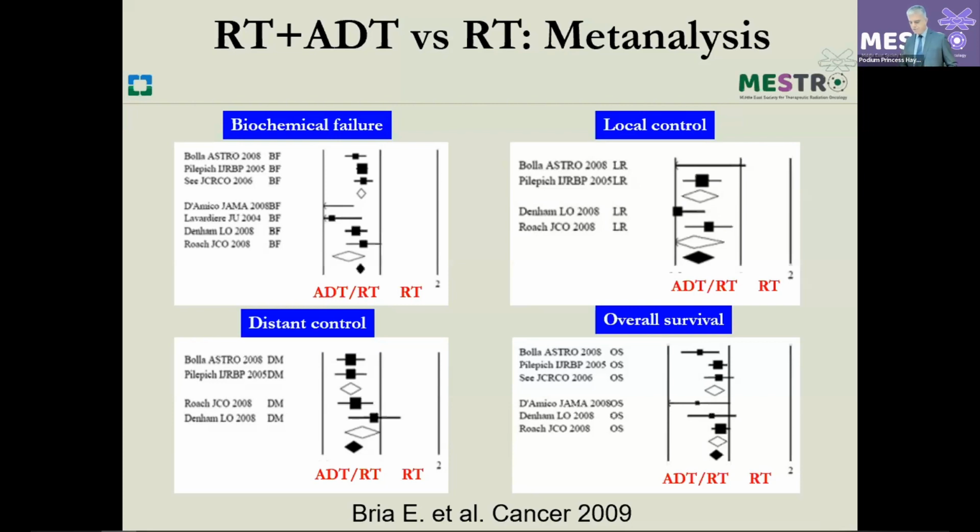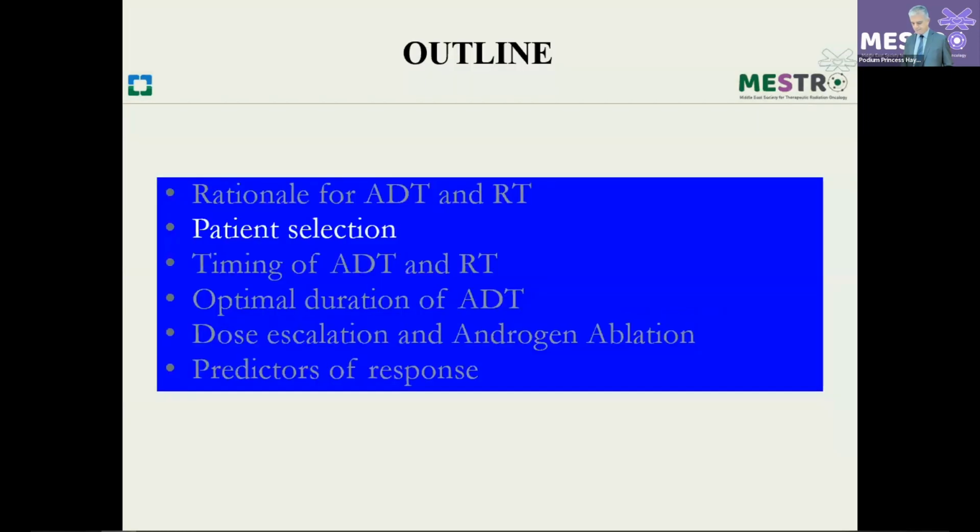I want you to look at distant control here. How come that by combining a systemic agent with a local agent, we are improving distant control? And this is something we need to keep in mind. Studies have shown that you can improve distant control either because you are improving local control and those tumors are not recurring and not seeding, or maybe this ADT is contributing distantly, and this is a very important factor.